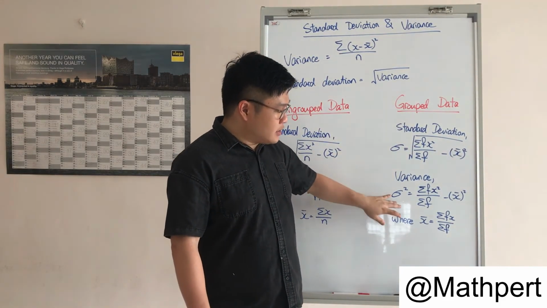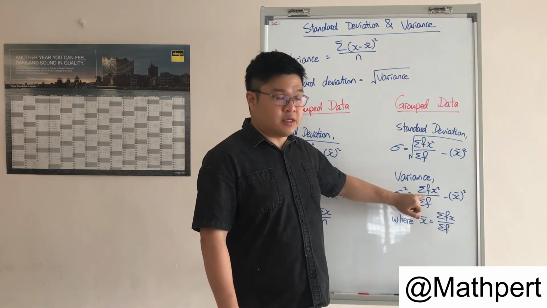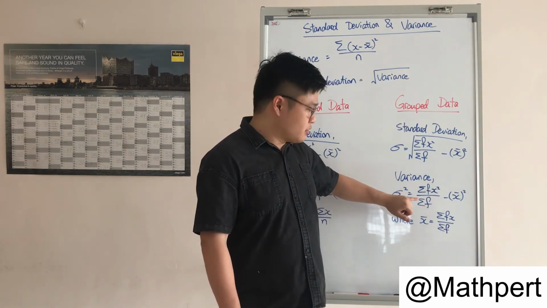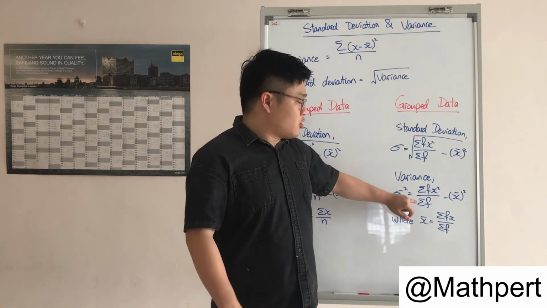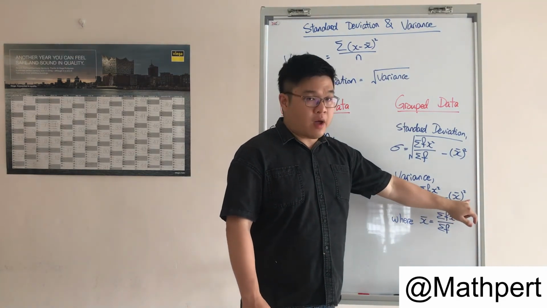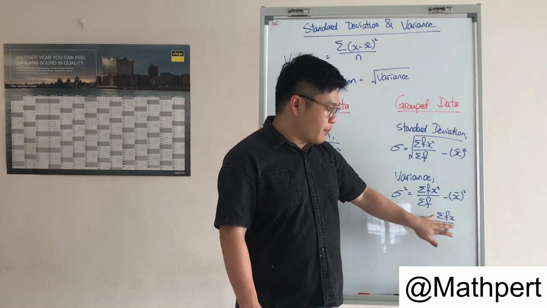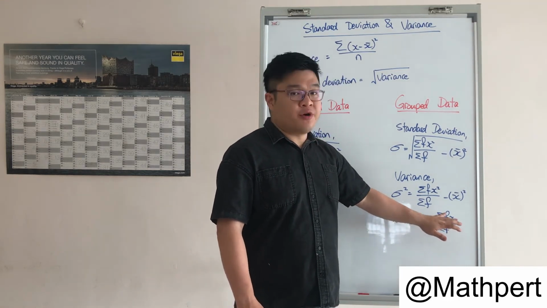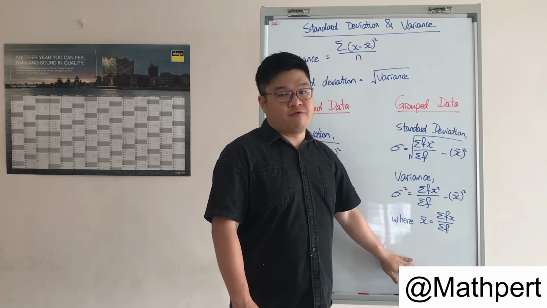Variance is equal to summation of fx squared, where f is frequency and x is midpoint, over summation of f, meaning all the frequencies we sum up, minus mean squared. In grouped data, the mean is equal to summation of fx, frequency multiplied by the midpoint, over summation of f.